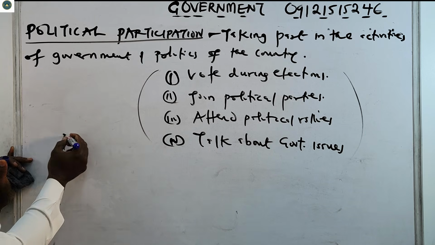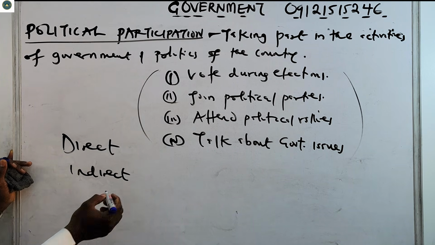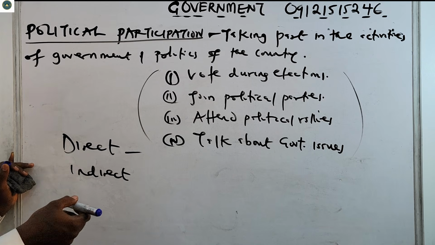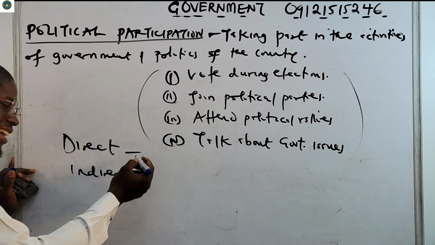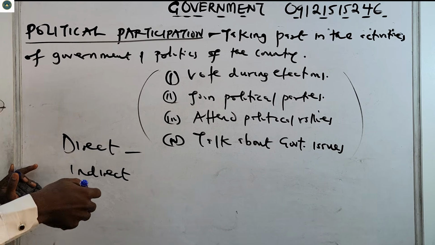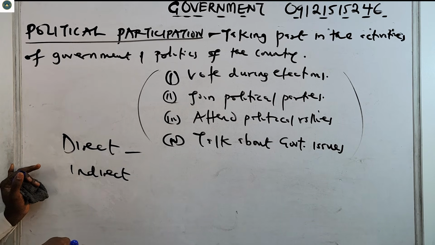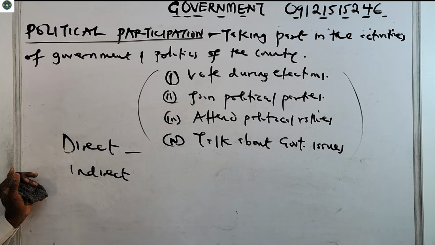So we have two types of political participation. We have direct and indirect. In direct participation, citizens themselves participate. They get involved in being leaders. They want to be leaders. So that is direct participation.